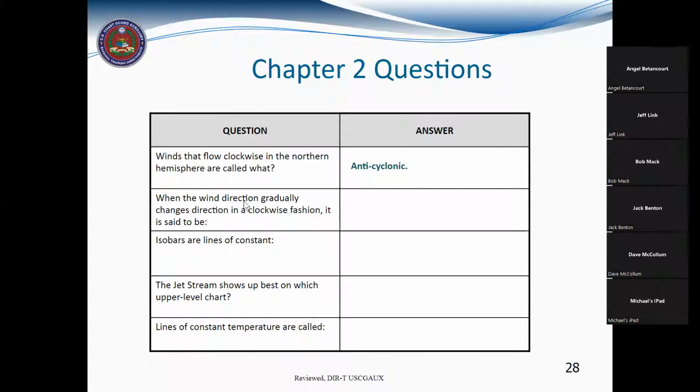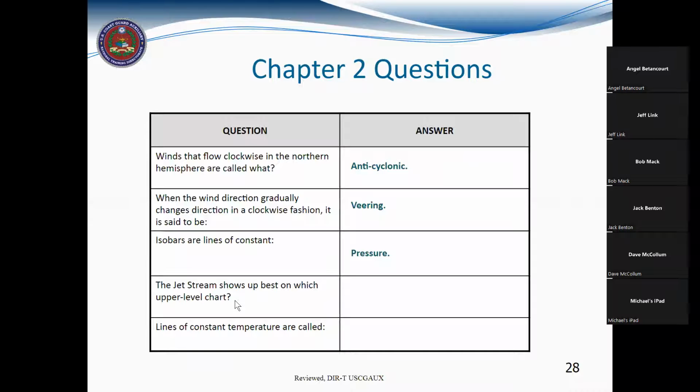Unmute yourself. I'm here, Bob. I just had a hard time unmuting. That would be veering. Veering is correct. Well done. Jack Benton, isobars are lines of constant. Constant pressure. Excellent. Dave McCullum, the jet stream shows up best on which upper level chart?